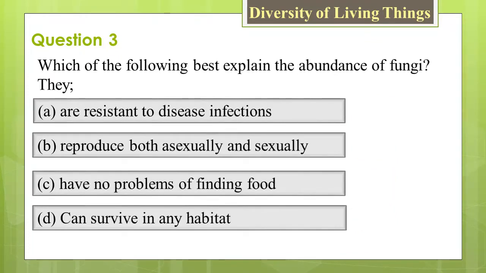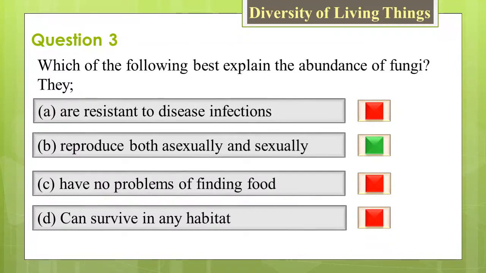Question 3. Which of the following best explain the abundance of fungi? They, option A, are resistant to disease infection. B, reproduce both asexually and sexually. C, both have no problems of finding food. D, can survive in any habitat. What is the correct option? The correct option is B, reproduce both asexually and sexually.